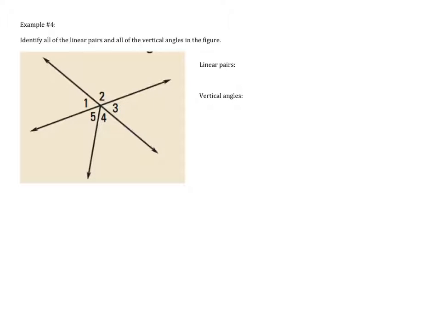I've had kids in the past think that angles 3, 4, and 5 would be linear pairs because they're forming this straight line, but again, it's a linear pair. Pair means two. So therefore, we're only looking for two angles that form straight lines. So again, we're going to do angle 1 and angle 2, and angle 2 and angle 3.